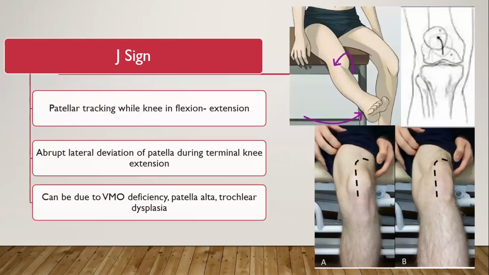J sign: here patellar tracking is seen while the knee is in flexion and extension. The patient is asked to extend from flexion. If there is abrupt lateral deviation of the patella during terminal knee extension, then the J sign is positive. It can be due to vastus medialis obliquus deficiency or patella alta or trochlear dysplasia.